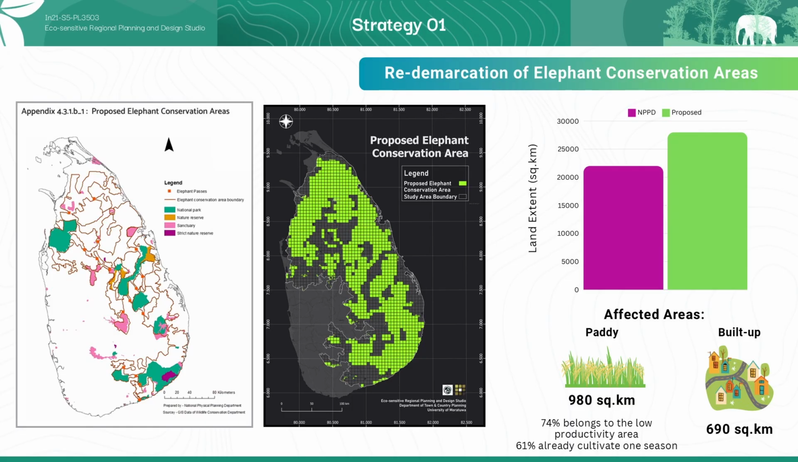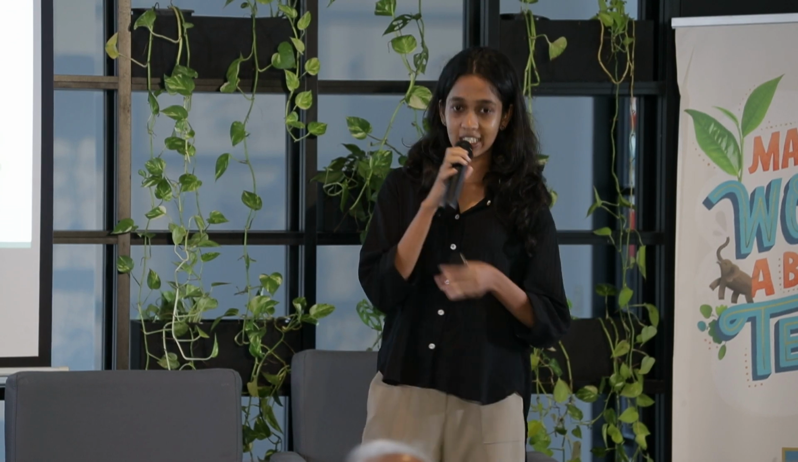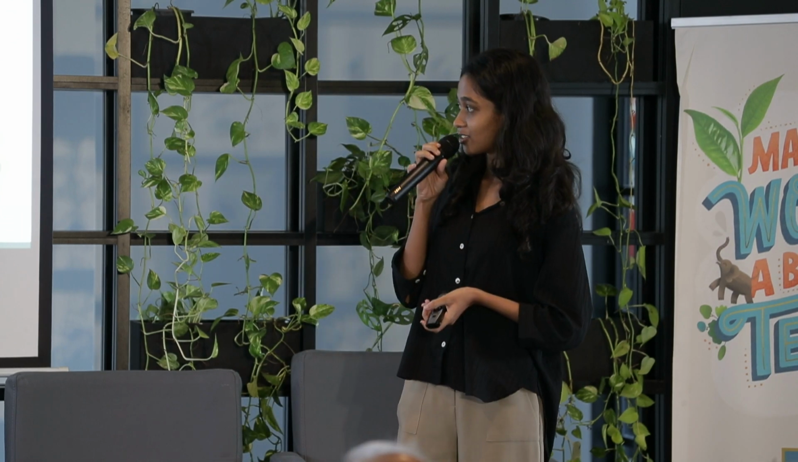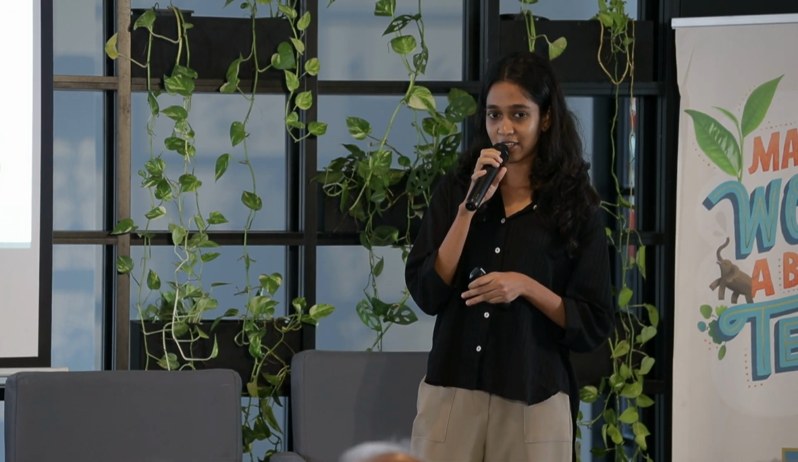With that reverse suitability, we are going to redemarcate the elephant conservation area. The NPPD has already demarcated the conservation area with the spatial data given by the wildlife department, but it does not fully address the 50% of human-elephant conflict incidents that occur in the paddy lands. Therefore, as our strategy, we are proposing to redemarcate the NPPD conservation area with land use negotiation based on agricultural suitability. So what do we have to compromise? What will be affected? Around 1,000 square kilometers of paddy land.